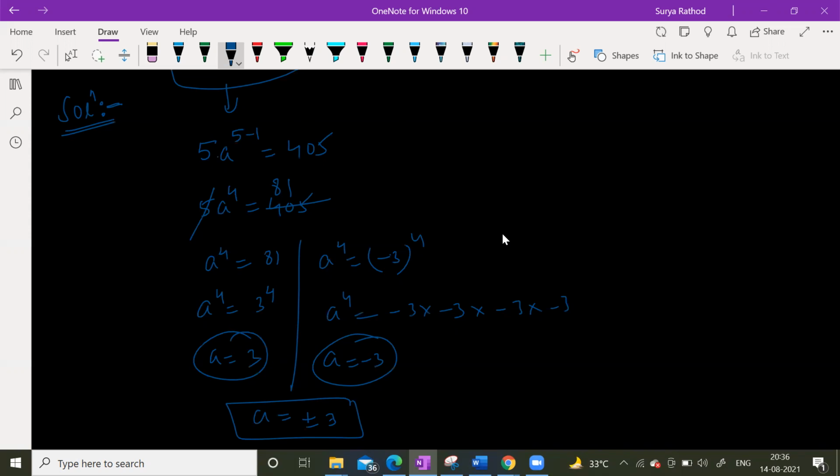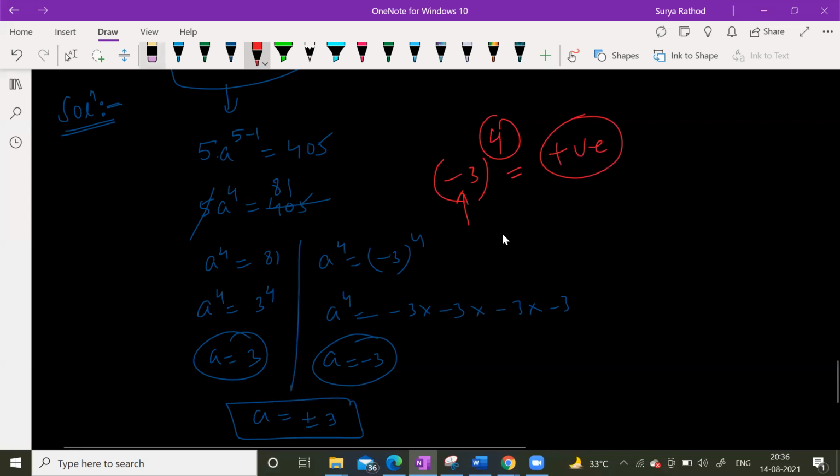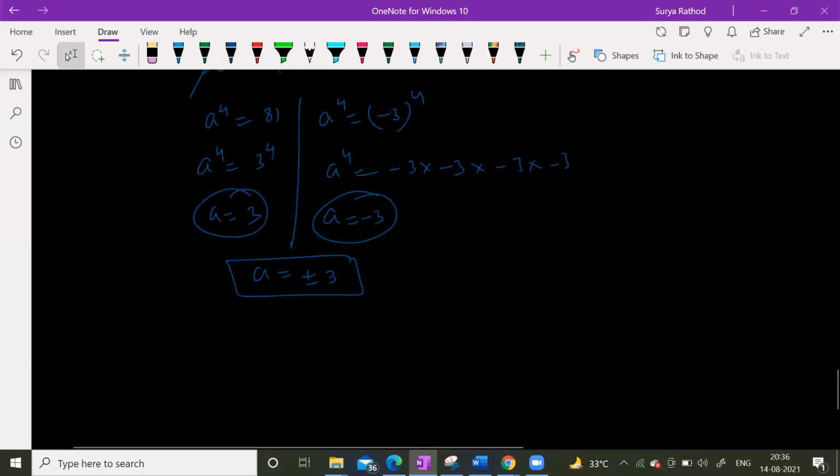Sir, for a negative value, if we keep a positive even power, it will become positive only. So we have positive 81. A negative number to the power of an even power always gives me a positive answer only. So that is the reason I'm writing plus or minus 3 here. Is that clear? Yes, sir.